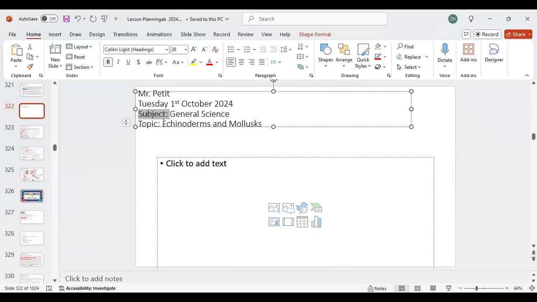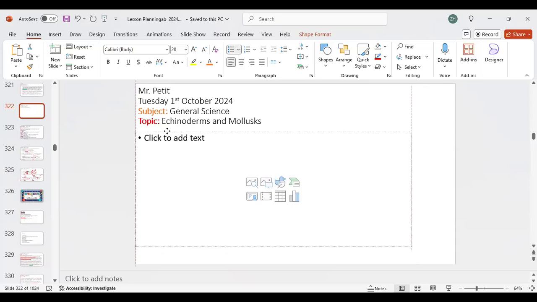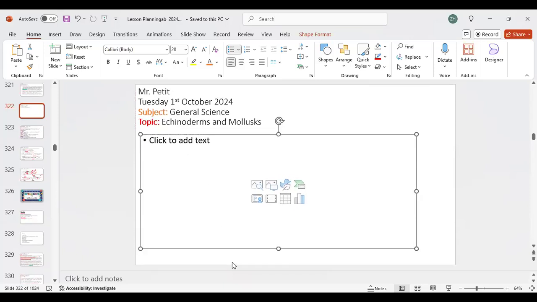So I'm going to put two images on the screen. You're going to tell me which one is an echinoderm and which one is a mollusk. Again, heads up for me. We're dealing with echinoderms and mollusks.